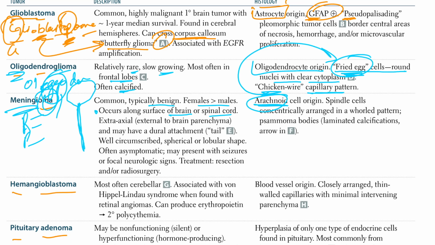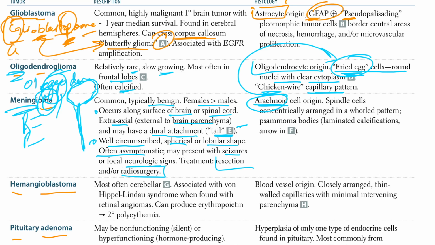But the important thing is this is extraaxial, meaning external to the brain parenchyma for sure, because the meninges run external to the brain parenchyma. May have a dural attachment with a tail. We'll take a look at that later, but let's read first. It is well circumscribed, spherical or lobular in shape, often asymptomatic, may present with seizures or focal neurological signs. Treatment is resection and or radiosurgery.